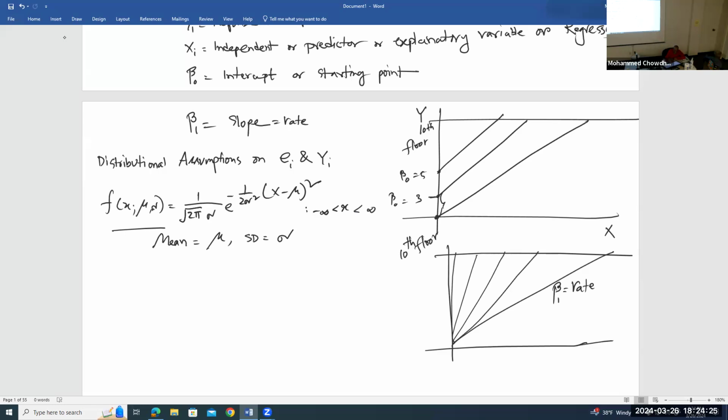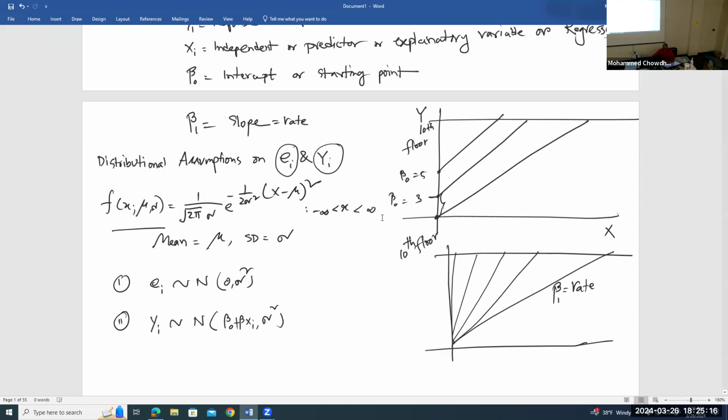So distributional assumption on what? On EI and YI. On these two terms, there are distributional assumptions. Number one, EI is normally distributed with mean 0, variance sigma square. Clear? This assumption is taken over this. Okay. Number two, the second assumption is YI is normally distributed with mean beta 0 plus beta 1 xi. This is the mean and the variance is the same, sigma square.